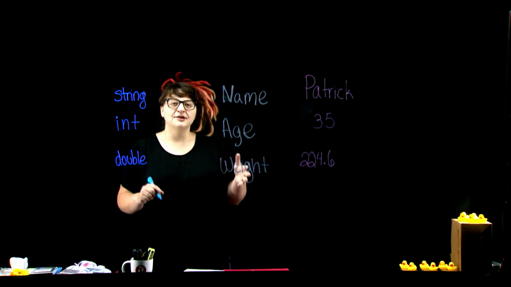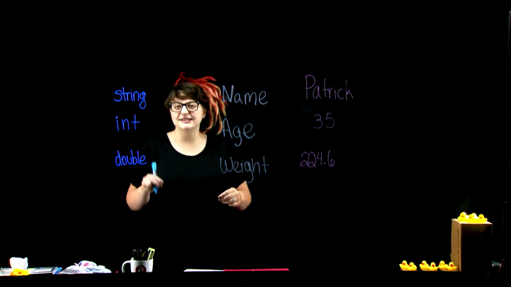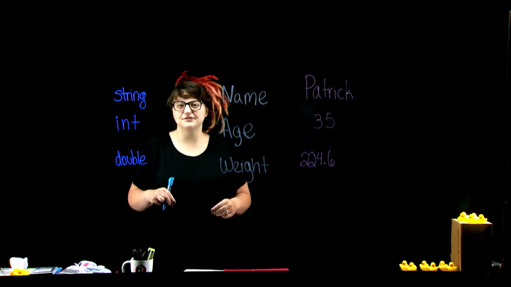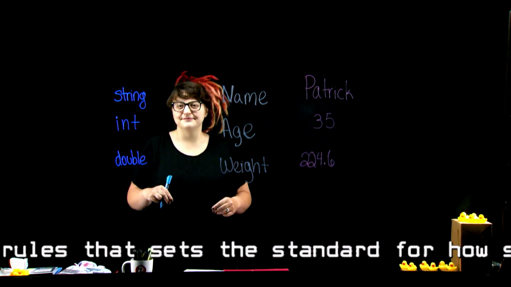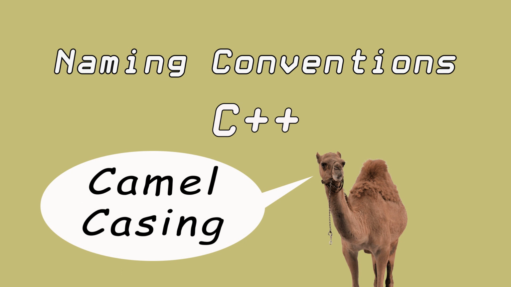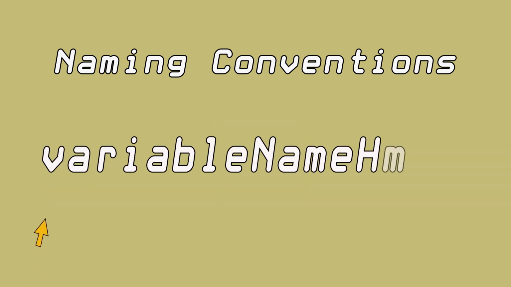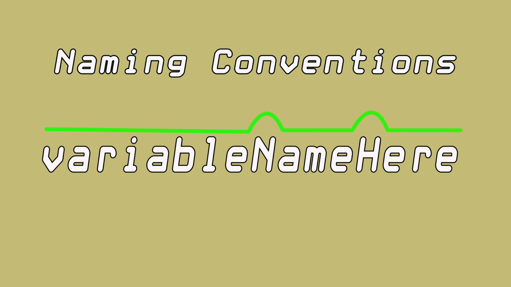As it's written now, we are breaking a major rule by not following C++'s naming convention for variables. A naming convention is a set of rules that sets the standard for how something should be named. Every programming language has its own naming conventions, and as your skills advance, you'll find that there are naming conventions for almost all aspects of programming, not just variables. Since we're coding in C++, we will be naming our variables according to the camel casing convention. Camel casing is when the first word in a variable name is lowercase, with every following word being capitalized. As you can see, this makes a nice camel hump, which is why we call it camel casing.